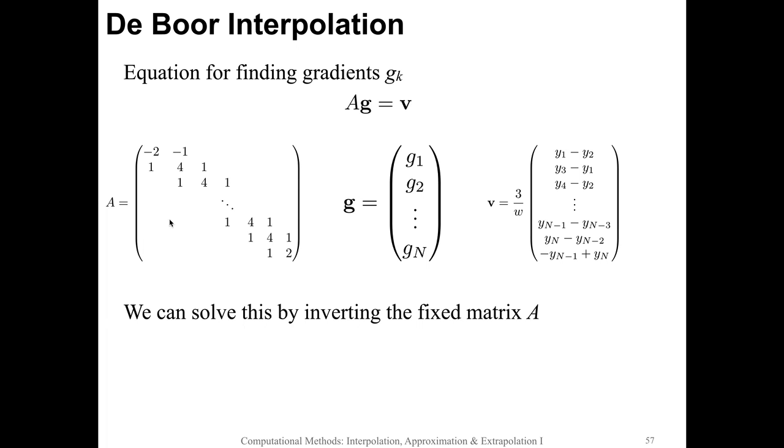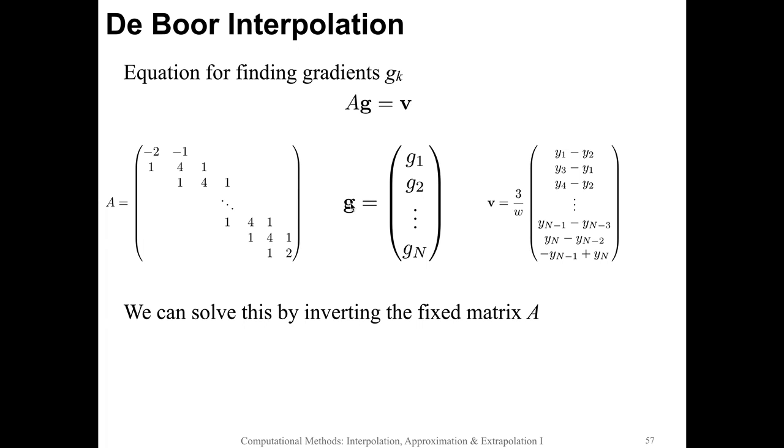So this might be a very large matrix if you've got lots and lots of knot points, but actually it's very sparse. There's only numbers on the main diagonal and the line above the main diagonal and the line below the main diagonal.